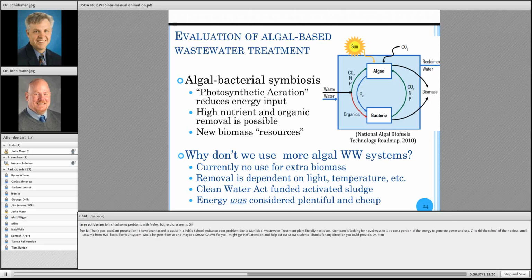The Clean Water Act sort of pre-selected that activated sludge or bacteria-based processes would be what's instituted, because that's what loans were made for, or grants. And then finally, at the time when we made most of our wastewater treatment systems, energy was considered plentiful and cheap, so we didn't really have an interest in harvesting as much energy as possible out of the wastewater. But that is no longer the case from most people's perspective.